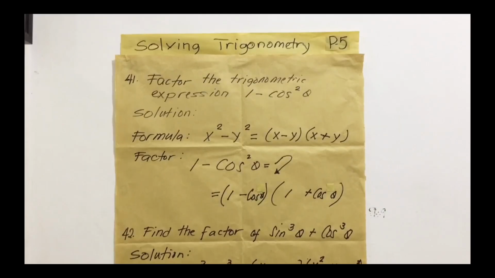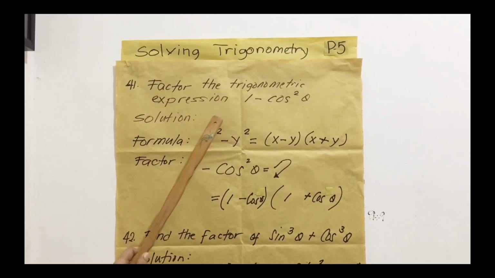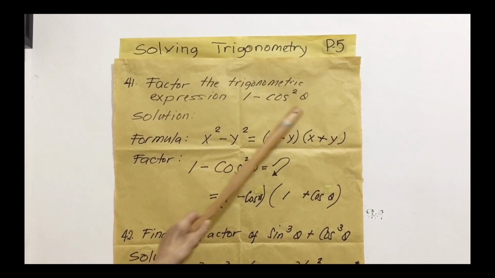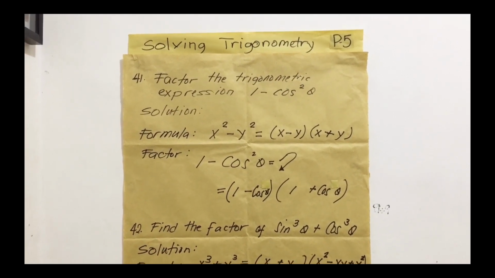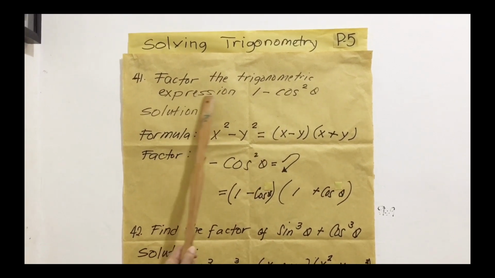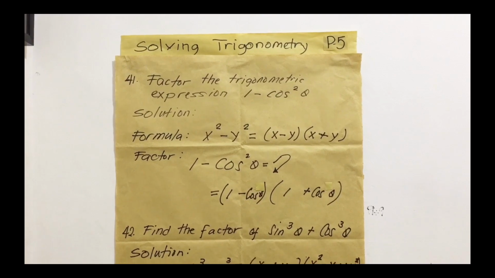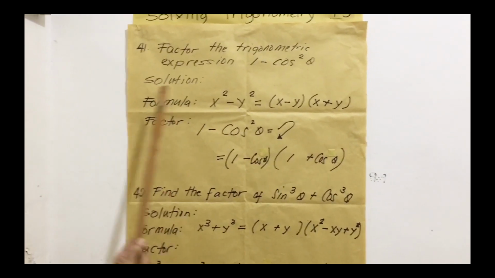Okay, guys. Next, number 41. Factor the trigonometric expression 1 minus cos squared theta. Okay, the question for number 41 is factoring. So we're going to factor the trigonometric expression 1 minus cos squared theta. So for our solution, we're going to use the formula.